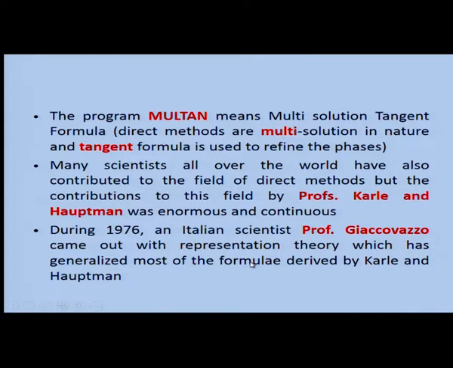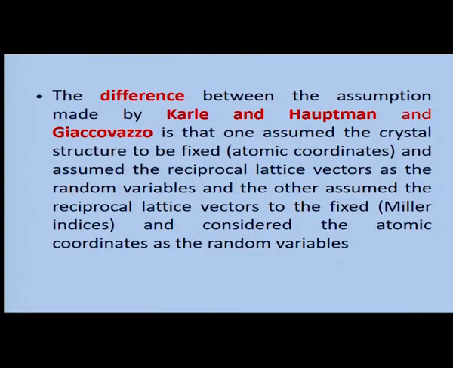In 1976, an Italian scientist, Professor Giacovazzo, came out with representation theory. He is from the University of Bari, Italy, and this representation theory is a generalized one, and it covers most of the formulae derived by Karle and Hauptman. The difference between the assumptions made by Karle and Hauptman and by Giacovazzo is that one team assumed the crystal structure to be fixed, meaning atomic coordinates fixed, and assumed HKL as random variables, whereas the other team assumed the reciprocal lattice vectors to be fixed, as Miller indices HKL, and considered the atomic coordinates as the random variables.